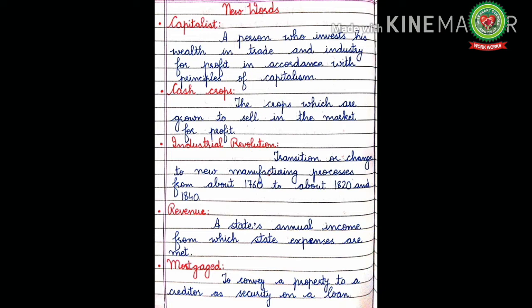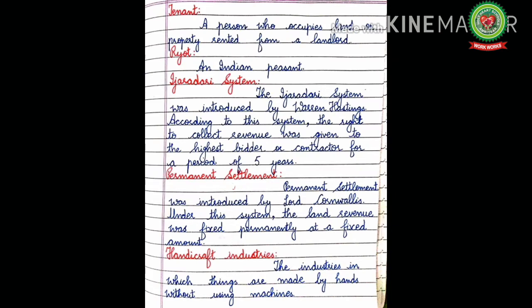Revenue, a state's annual income from which state expenses are met. Mortgaged, to convey a property to a creditor as security on a loan. Tenant, a person who occupies land or property rented from a landlord. Ryot, an Indian peasant.